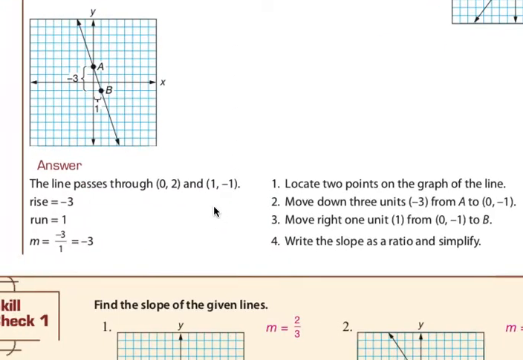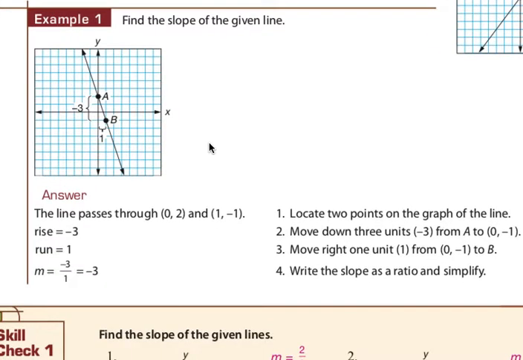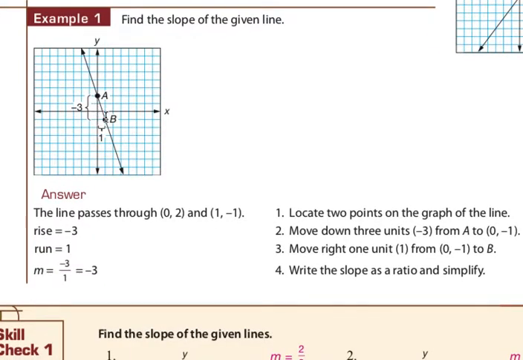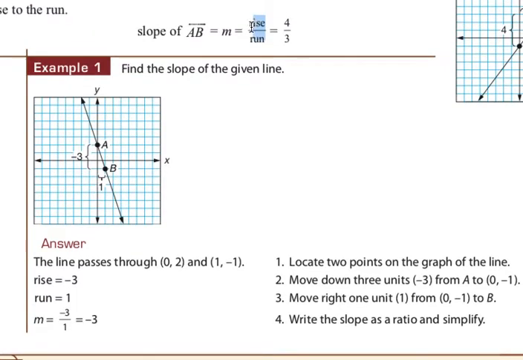Example number 1. Find the slope of the given line. So we have point A and we have point B. The first thing we're going to calculate is the rise. Rise goes first. I'm going to start at point B, and I'm going to count up to A. 1, 2, 3. Here it's saying -3, because if you started at A, then you're going down to B, and that's -3. I can just tell that the slope is negative because it is going downhill.